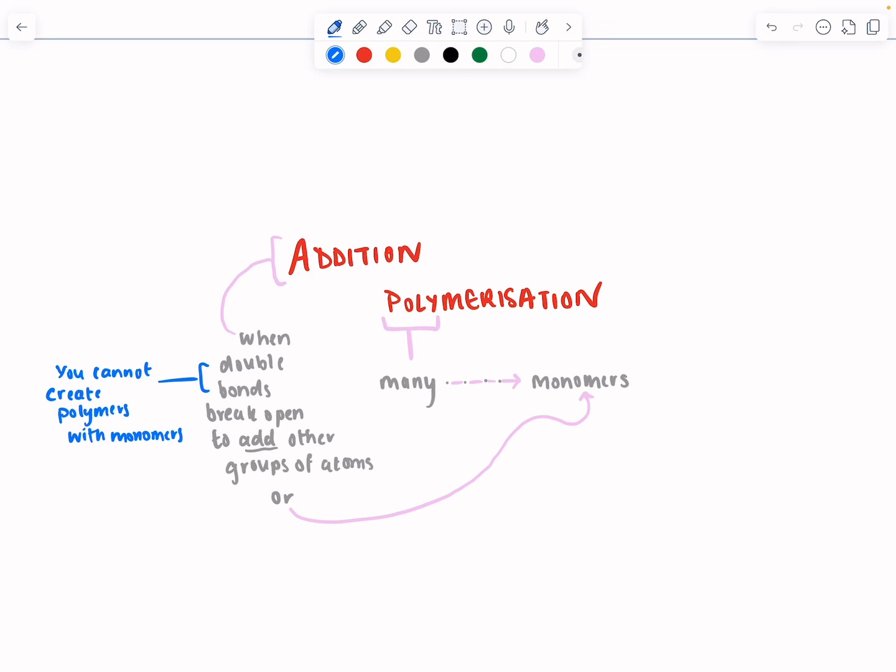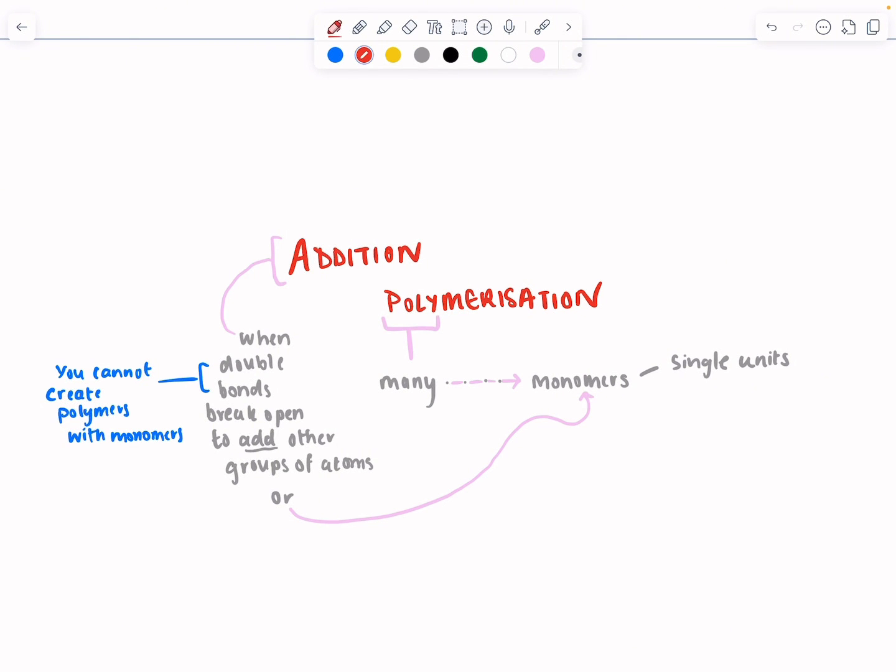So what is the meaning of this? Well, let's start off with polymerization. This portion of the word, poly, means many. And in this case, when we're talking about polymerization, we're talking about many monomers. Monomers, what does that mean? Monomers basically means single units of the same type of atom.